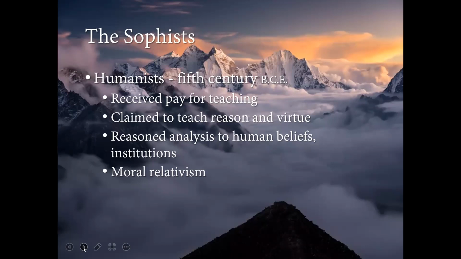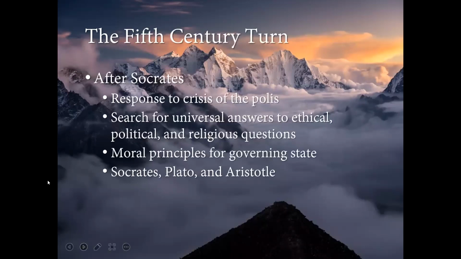So they're part and parcel. This represents a big turn, and it's almost assuredly associated with the rise of the city-state and the crisis of the city-state polis. Especially, and it's embodied in Socrates, because you seemingly have a search for universal answers to ethical, political, and religious questions. And of course, everyone back then sees moral principles as governing the state, or wants to anyway. And that will feed into what we see as the dominant philosophical tradition of ancient Greece, Socrates, Plato, and Aristotle.